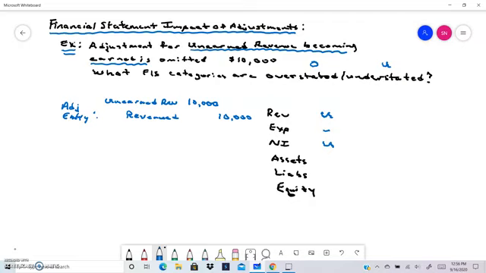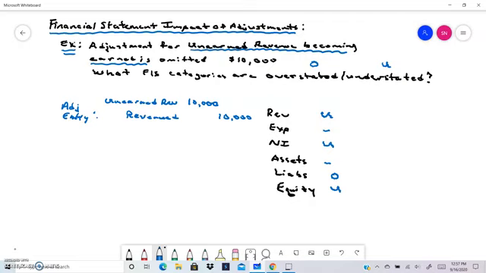Assets, none of these accounts involve an asset account, so assets are not affected. Liabilities. In this case, the entry would reduce liabilities. If we do not make that entry, then liabilities would be too high. Unearned revenue would be $10,000 too high, so it would be overstated. And so equity, we can look at it two ways. We can first look at the fact that net income is a component of equity, and if net income is understated, then equity should be understated.